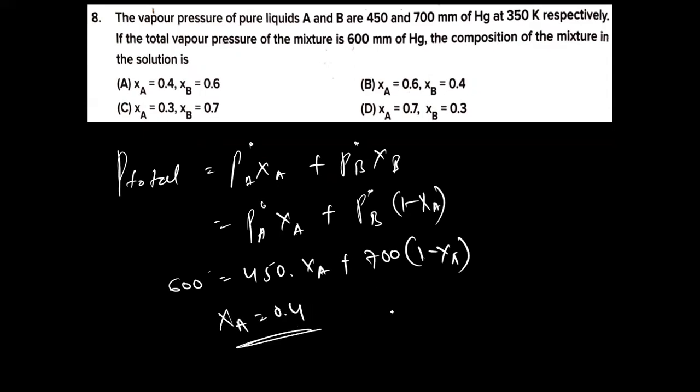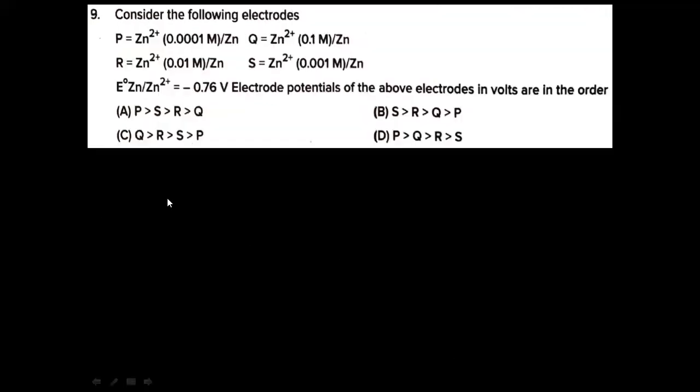And we know that the sum of mole fractions of all the components present in a mixture will be equal to 1. So if XA is 0.4, then XB is 1 minus 0.4, that is 0.6. So the correct option is option A. XA is 0.4 and XB is 0.6.